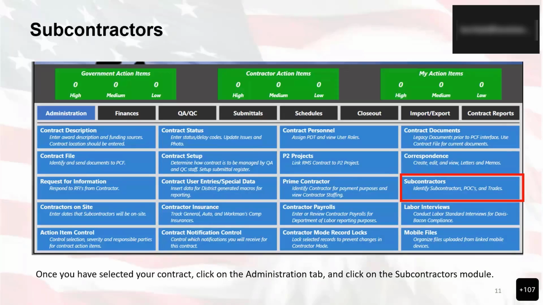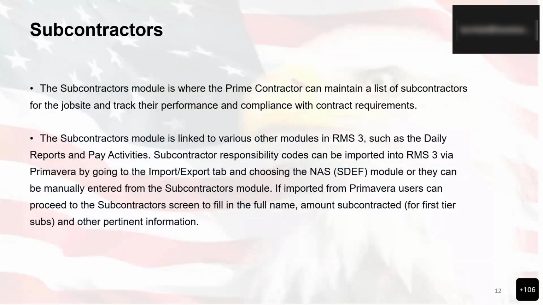Now, the subcontractors module is where the prime contractor can maintain a list of the subcontractors for those on the job site and track their performance and compliance. The subcontractors module is linked to various other modules in RMS 3, such as daily reports and pay activities. One of the key things to keep in mind is that if you're trying to delete a particular subcontractor that is linked to another module, you will not be allowed to delete that subcontractor.